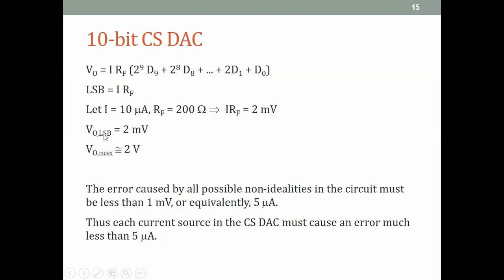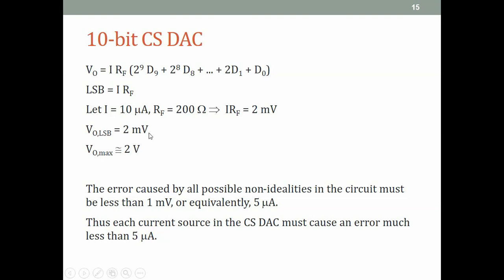So the lowest analog voltage after 0 will be 2 millivolts when only the least significant bit is 1. The maximum output will occur when all the bits are 1. So if all the 10 bits are 1, then this number is close to 2 raised to 10, right? It is actually 2 raised to 10 minus 1. And 2 raised to 10 is 1024, so approximately 1000. So then the largest output voltage that will occur when all the bits are 1 will be 1000 times 2 millivolts, and that is 2 volts. Alright.